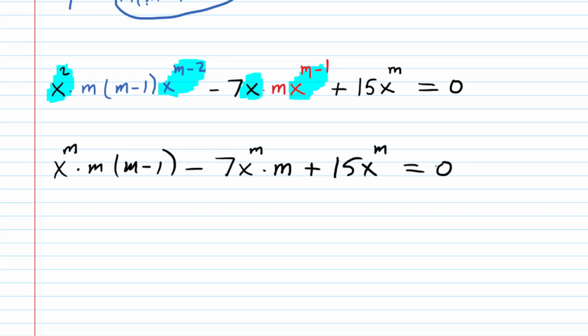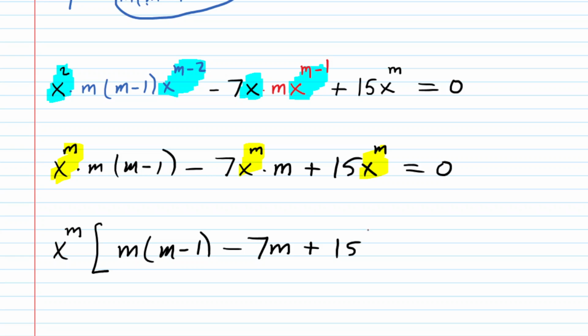Now it's interesting because all three terms contain x to the power of m. It's a common factor. We're going to factor it out. So we'll have x to the power of m multiplied. In the first group of terms, we are left with m times m minus 1. In the second group of terms, we have the minus 7 times m. And then in the last term, we have the plus 15.